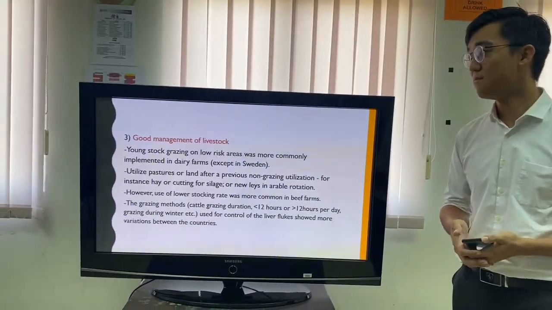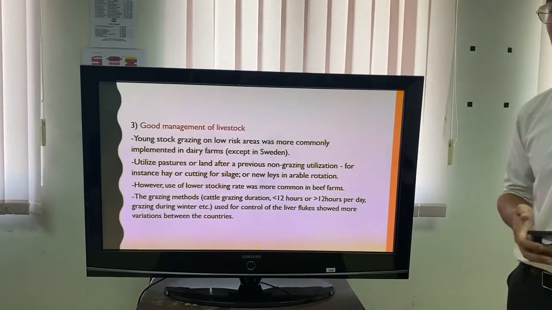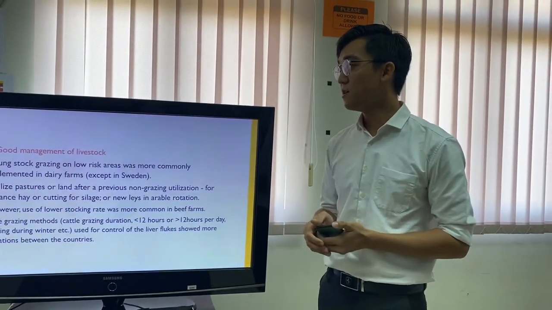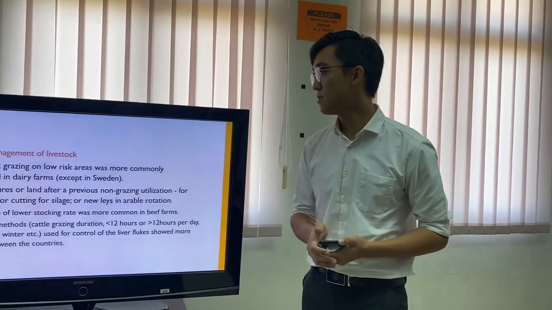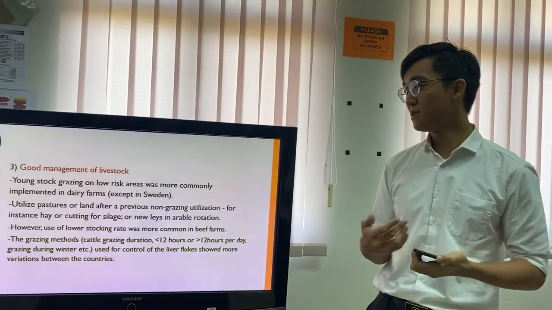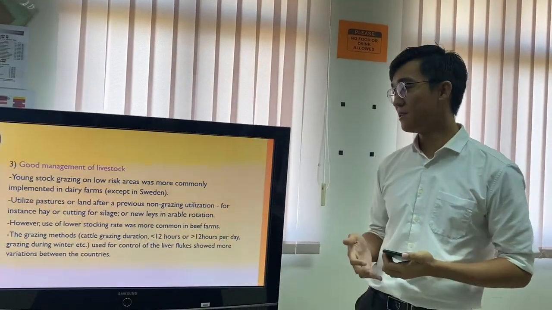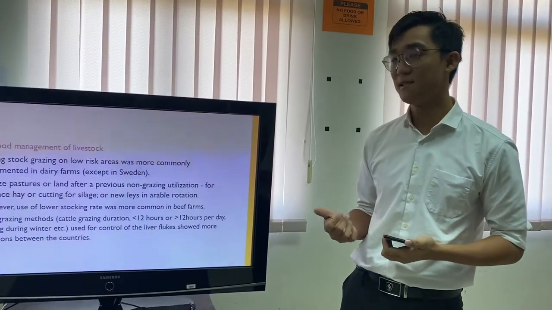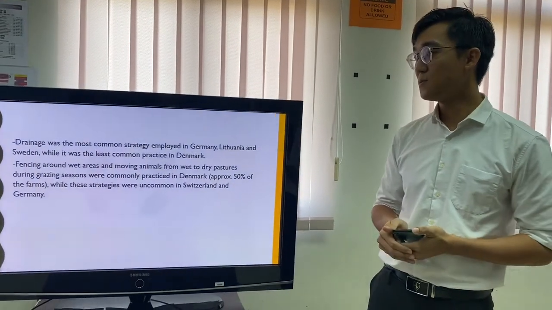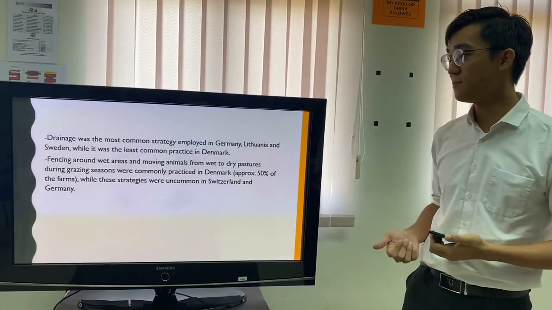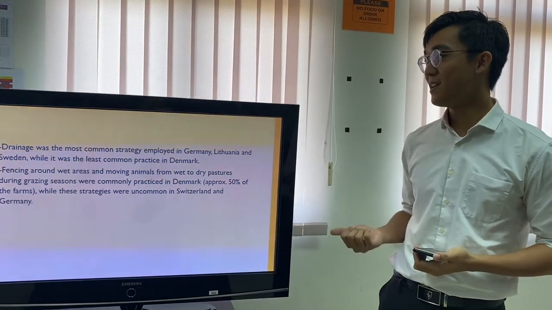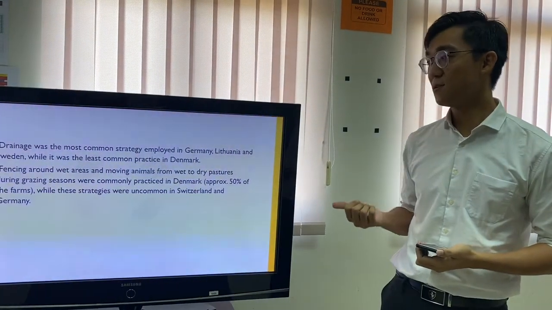The next control method is practicing good management of livestock. Some examples in dairy farms are that farmers will use young stock grazing on low risk areas, and they will also utilize pasture or land which has previously been used for non-grazing utilization, such as hay or cutting for silage. Another thing is that farmers also implement good drainage systems, and this is a common strategy employed in Germany, Lithuania and Sweden, but it is least common in Denmark.